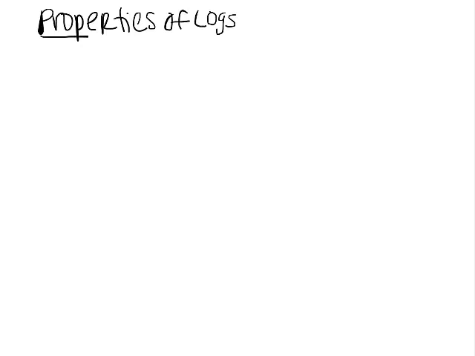Everybody. Today we're going to take a look at properties of logs. Now, there's three main properties. We're going to prove all of them. And the first one is called the product property. So, given its name, it has to do with multiplication.